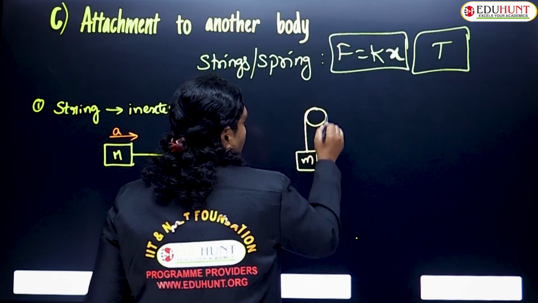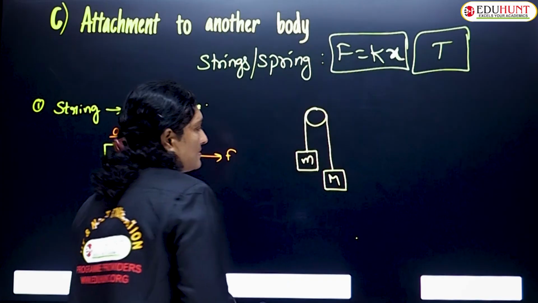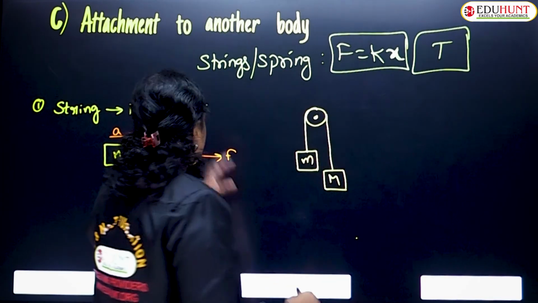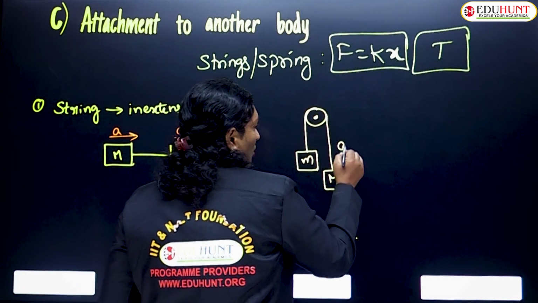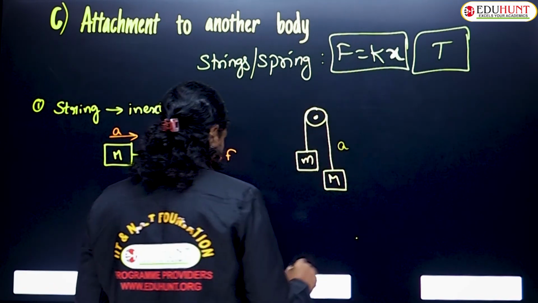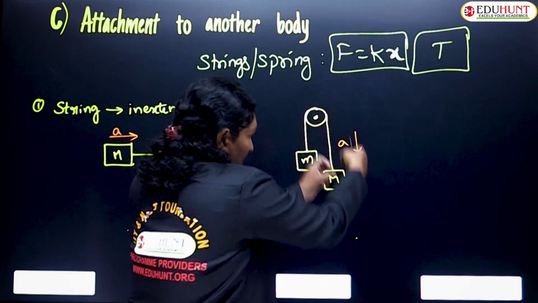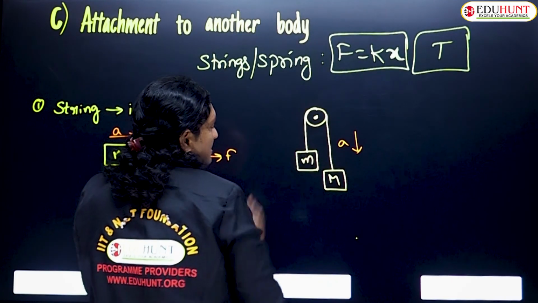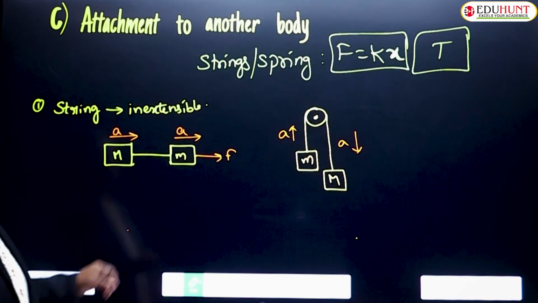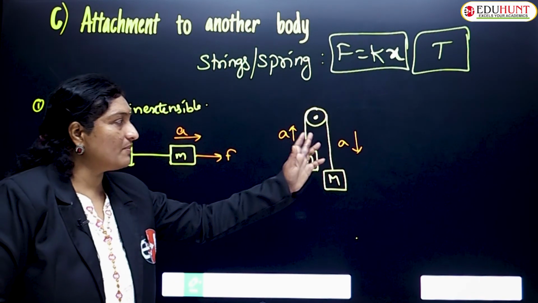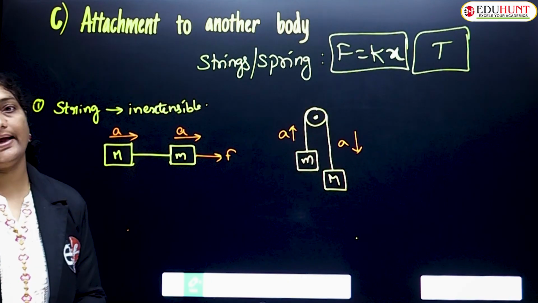This is mass m, and here some mass m. Two masses we have considered. Suppose, as I said, that the string is inextensible. Then suppose one object is moving with some acceleration, say A. If it is coming downwards, no doubt the other must be going upwards. Then the acceleration for both the masses will be the same if and only if the string is inextensible.